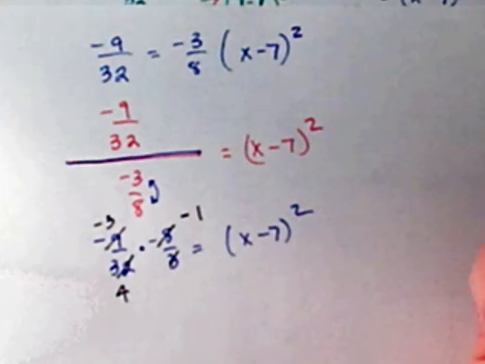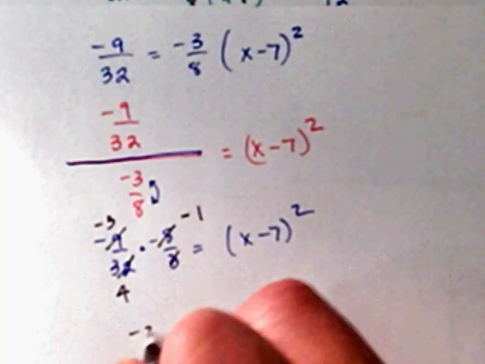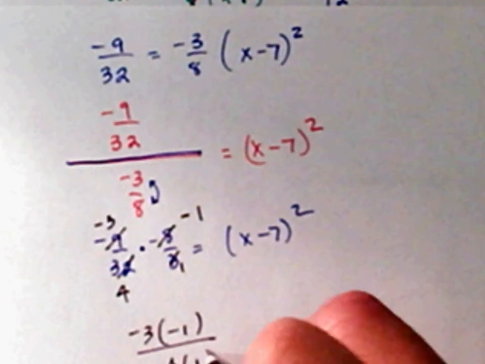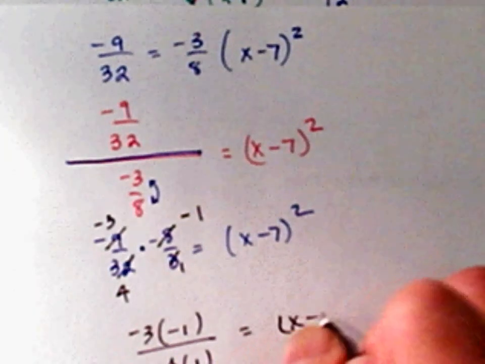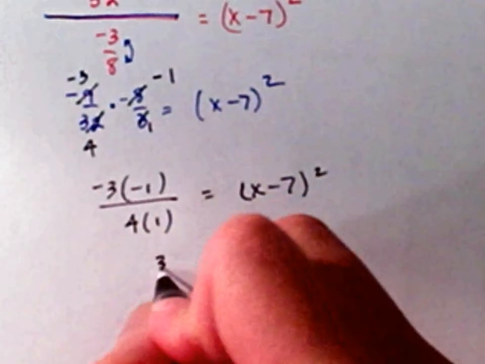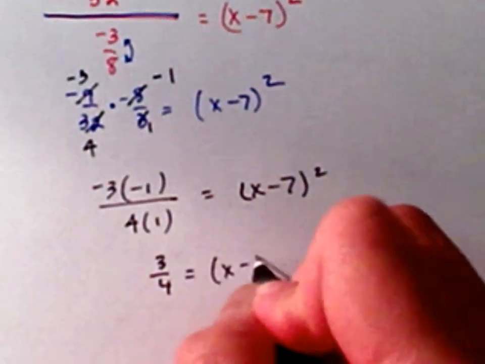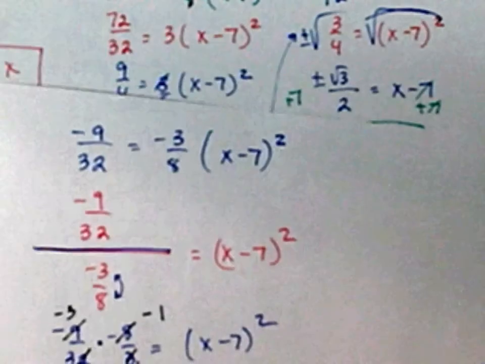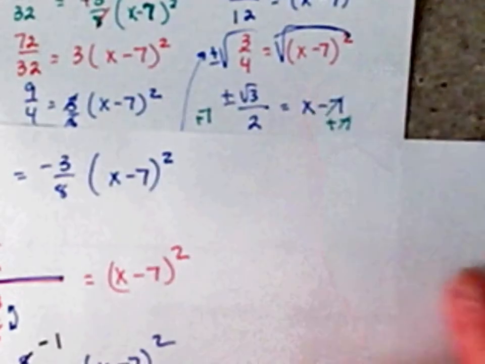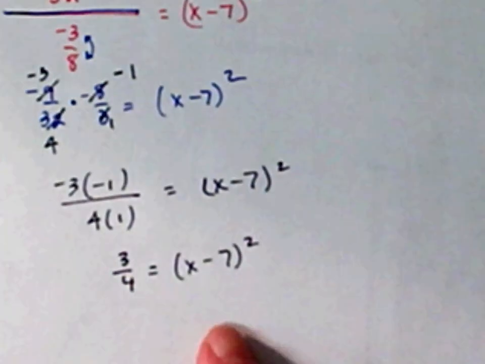So now you have negative 3 times negative 1 over 4 times 1 equals x minus 7 squared. Just like that, okay? And this would have probably made your math a little easier. Did you see how we just got it to right here? This one right here, when you do it this way, okay? This could have saved you a few steps.